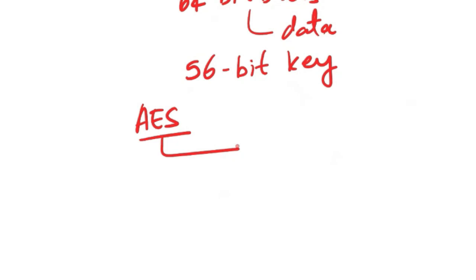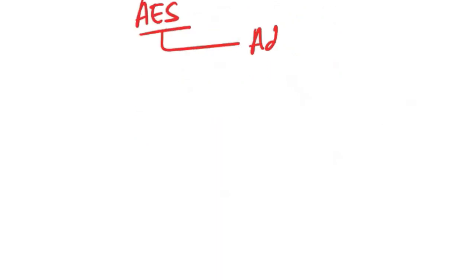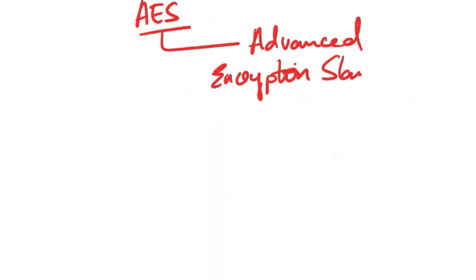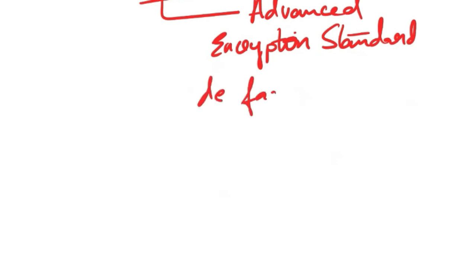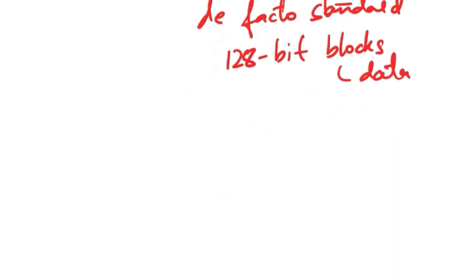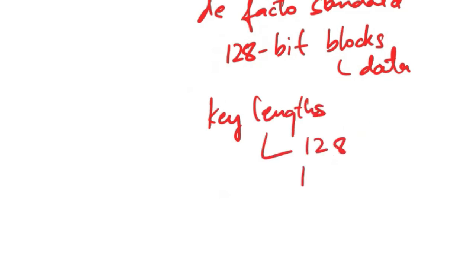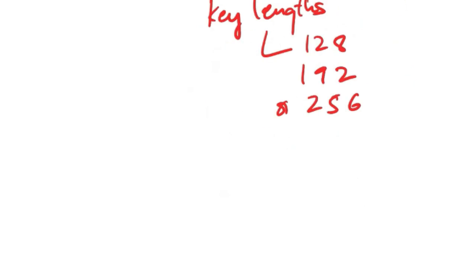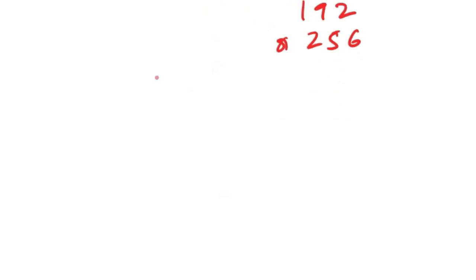AES is another symmetric algorithm. It stands for Advanced Encryption Standard. This has become the de facto standard for securing data. It operates on 128-bit blocks of data and supports key lengths of 128, 192, and 256 bits. AES is widely used in various applications, including secure communication protocols like TLS and SSL, data encryption and storage systems, and cryptographic software libraries.